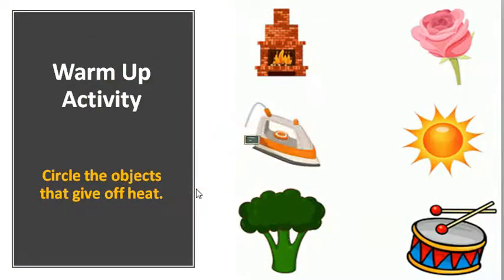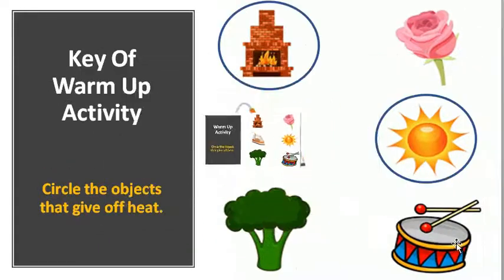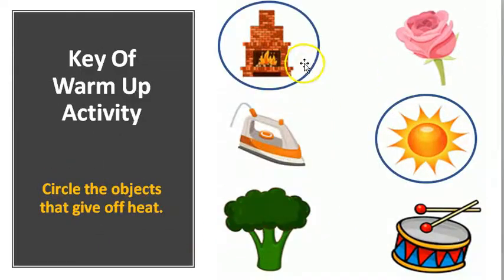Yes, this is the activity time. Look at all these objects and circle the objects that give off heat. Yes, the fire and the sun, both give us heat. Not the iron, because the iron is an electrical appliance.